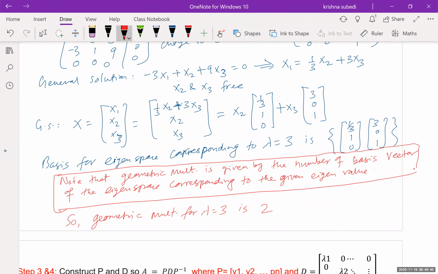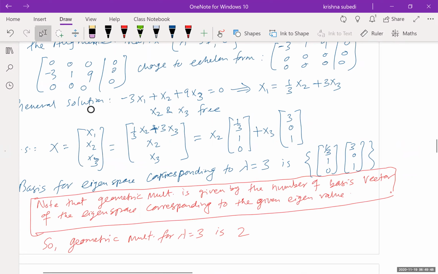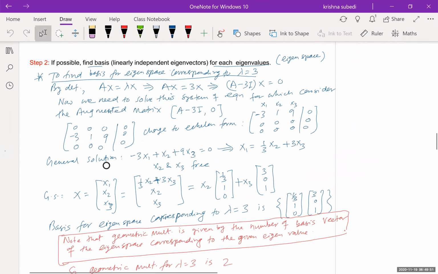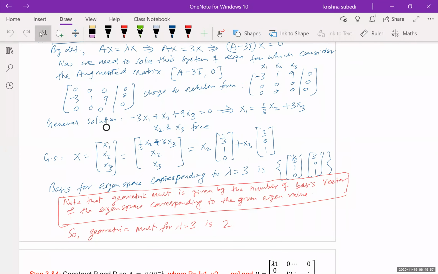We need to do the same process for the other eigenvalue. Professor, I don't get how we got this geometric multiplicity for lambda. Okay, this one is the basis vector. So how many vectors are there? 2. So the geometric multiplicity is 2. The number of basis vectors is called the geometric multiplicity. This is for the eigenspace.